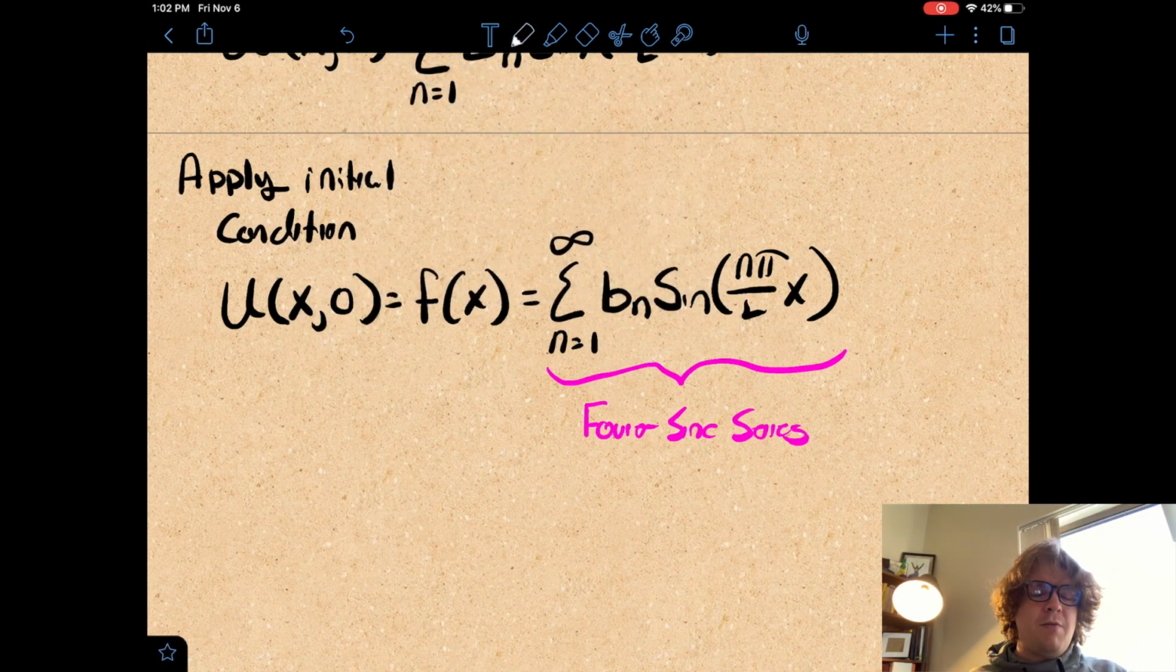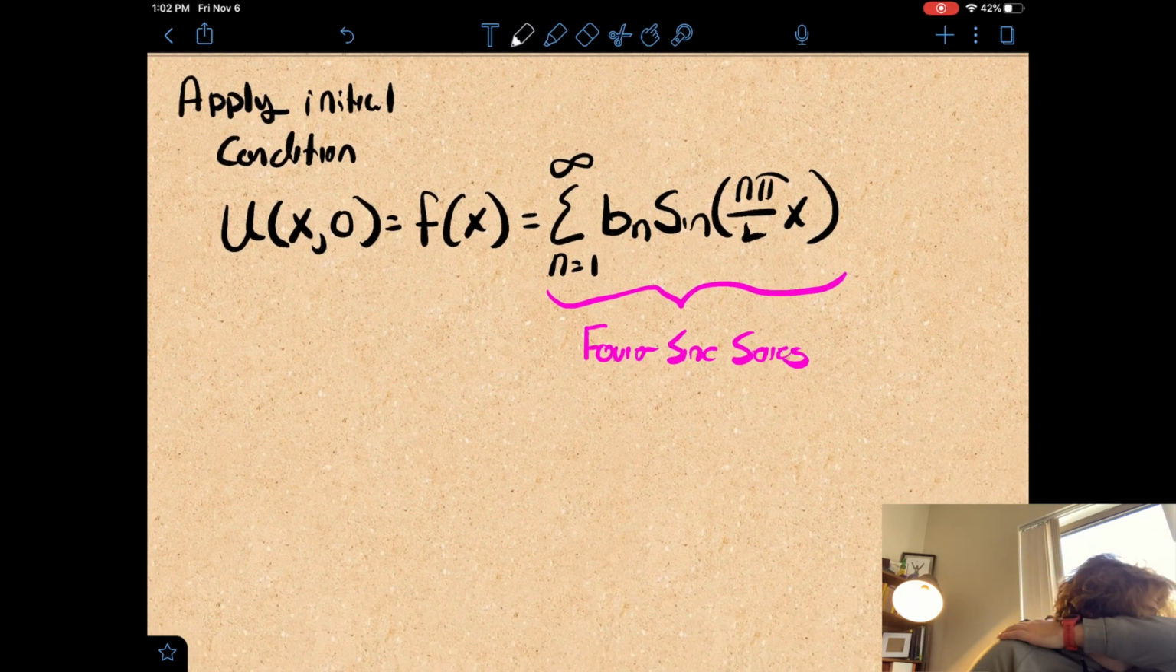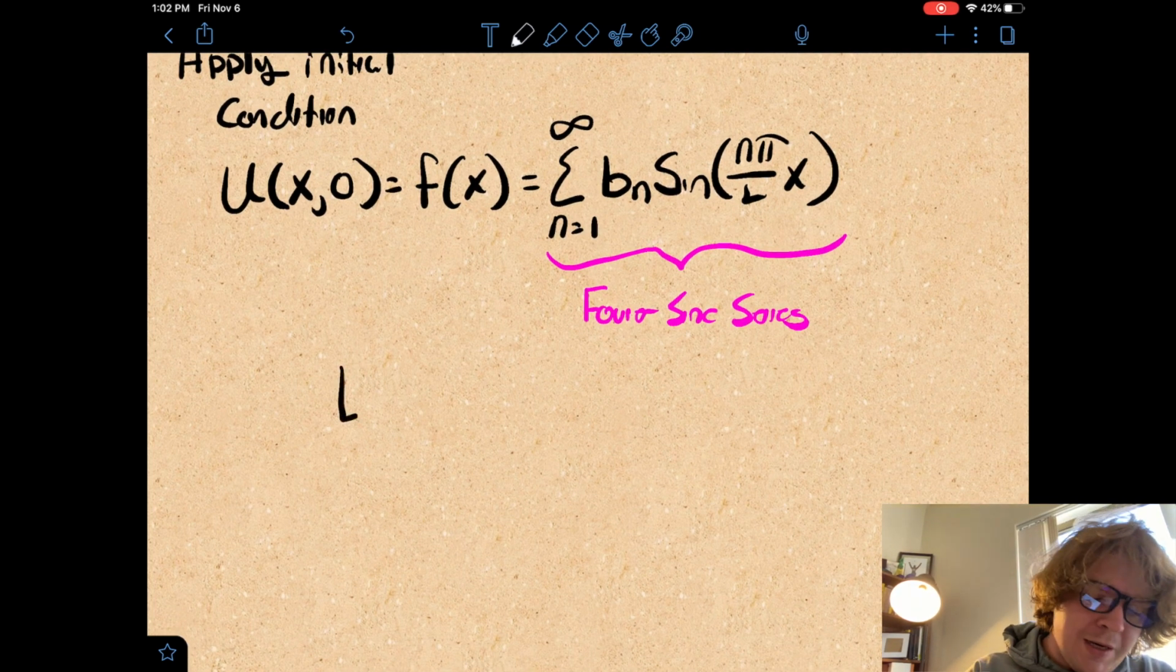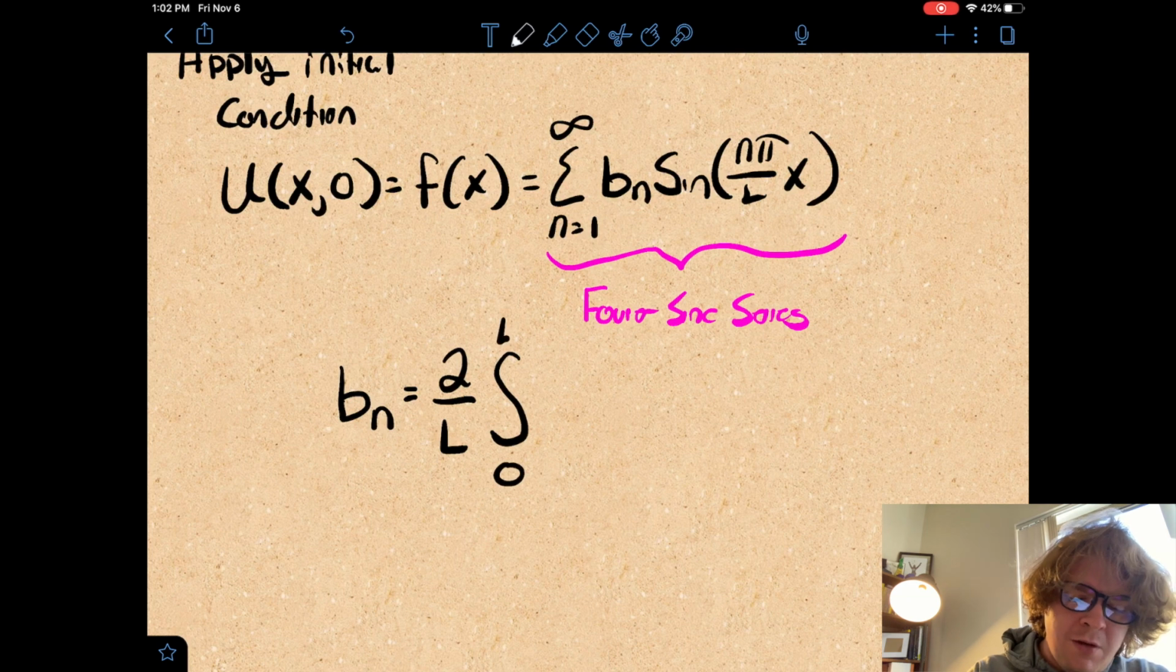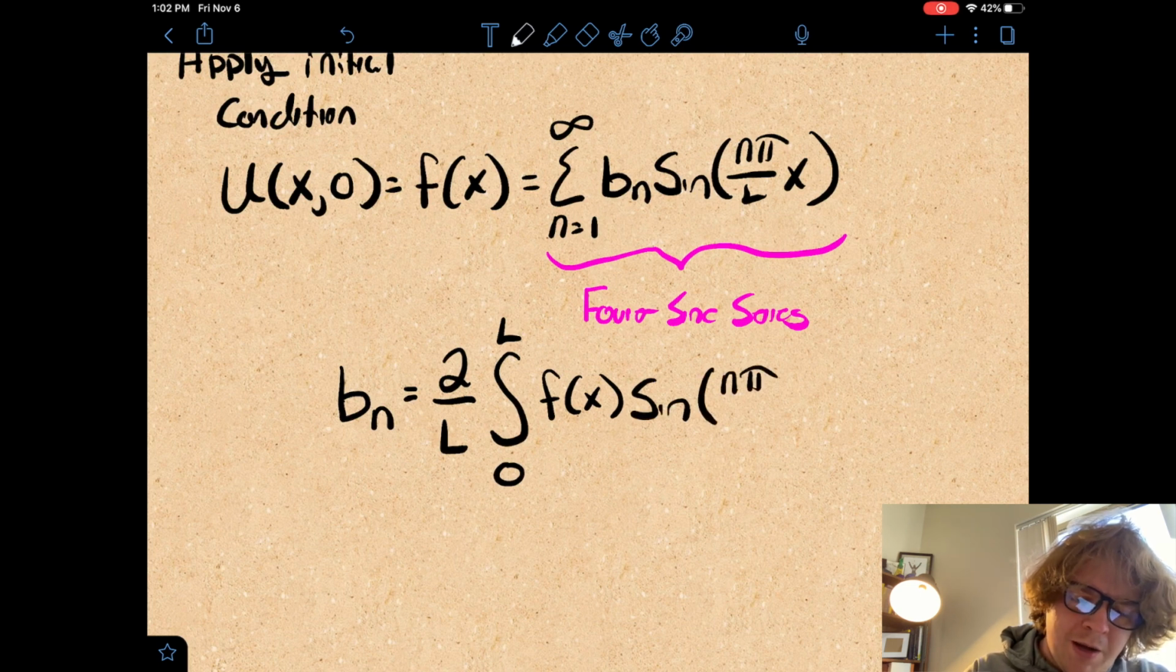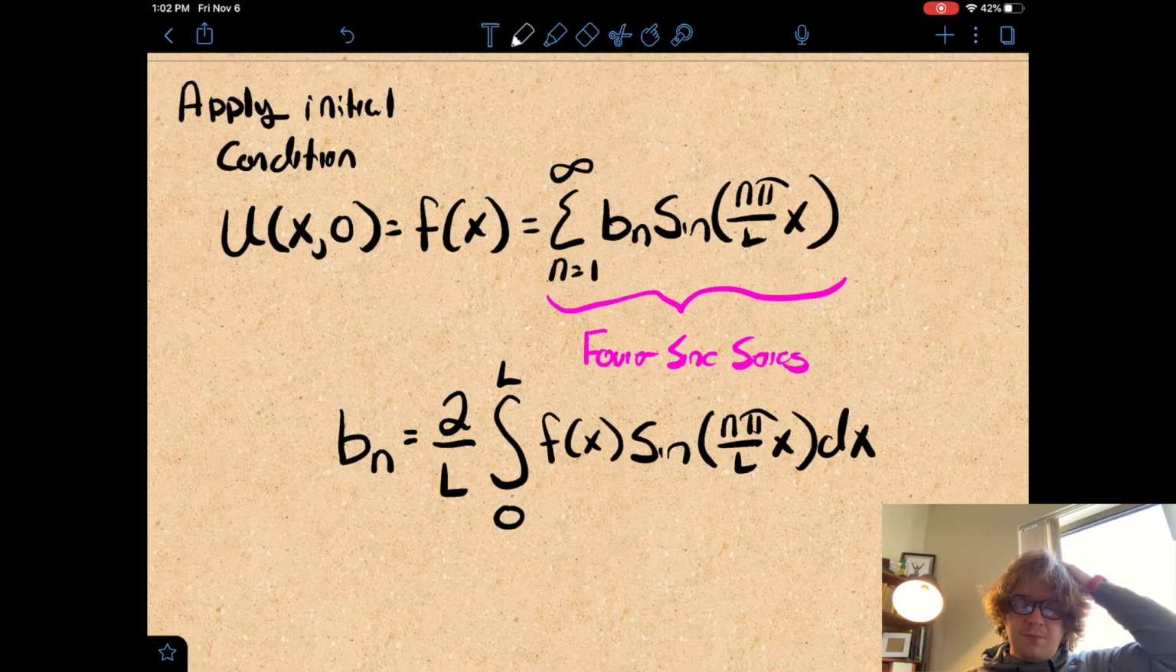And because we have our function f of x expressed as a Fourier sine series, we actually know what these b sub n's are going to be. So we can write down these b sub n's as 2 over L times the integral from 0 to L of our function f of x times sine of n pi over L times x dx. So here, for any initial heat distribution, we actually have the solution to the heat equation.